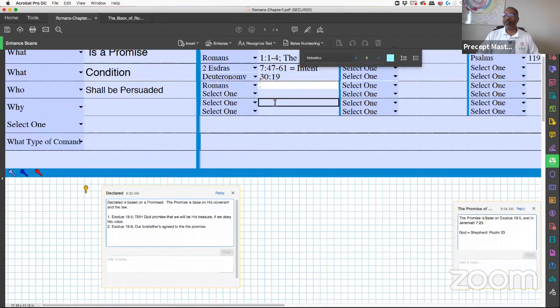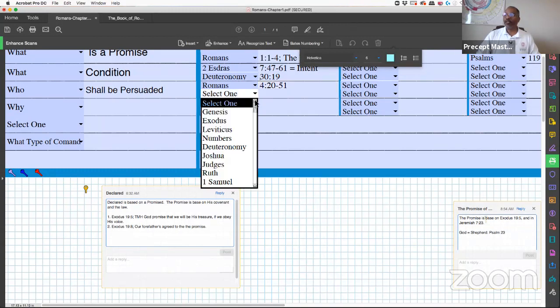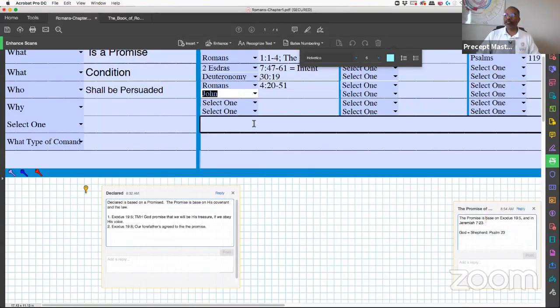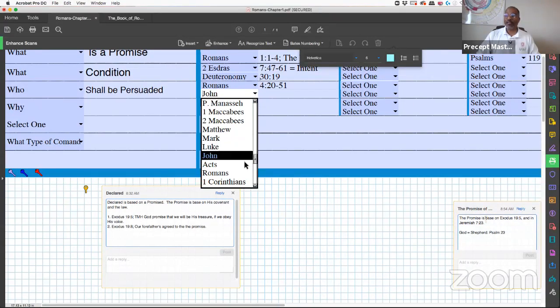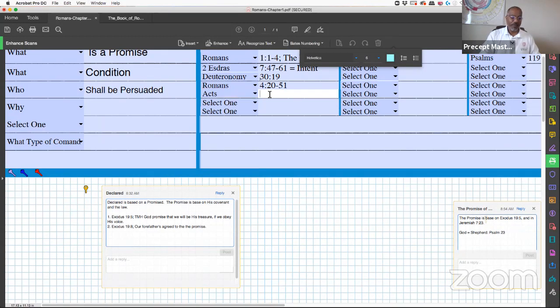So we're looking at Romans, and we want to put in Romans 4:20. And we want to go through 5:1. We want that one in there. And we want to put in another one, which I didn't read because we don't have quite the time. But we're going to go to Acts. I'm going to read it anyway. We're going to go to Acts 26:6 and 7.